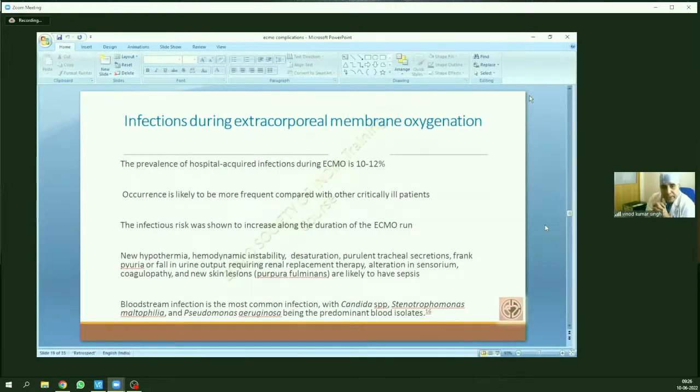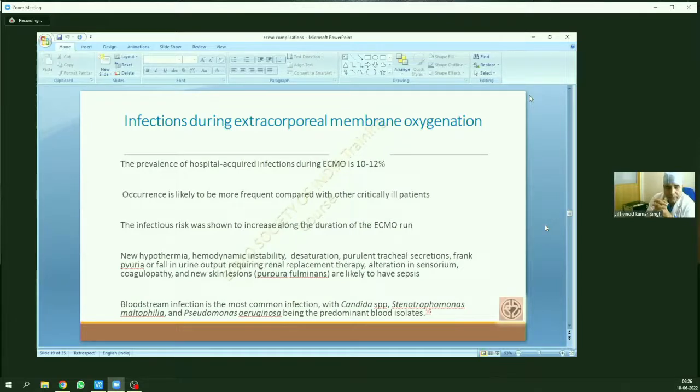Now, infections during extracorporeal membrane oxygenation. This is the most dreaded complication, one of the common complications besides bleeding, which can kill the patient. The prevalence of hospital-acquired infection is around 10 to 12%, and likely more frequent if the patient is critically ill and has a long duration of ECMO support. The risk increases with the duration of ECMO support.